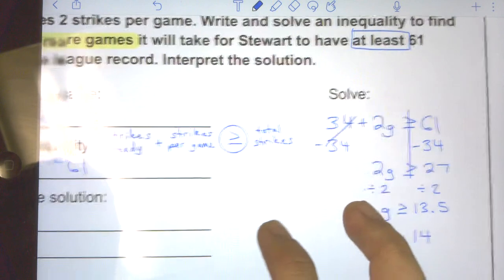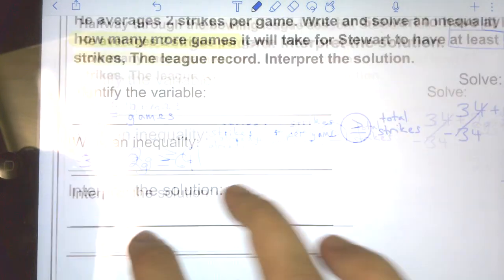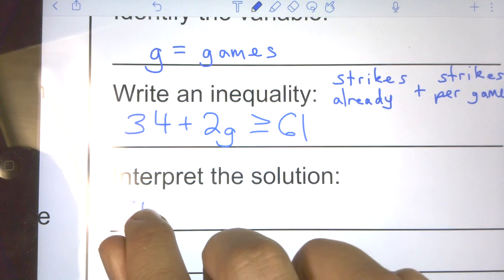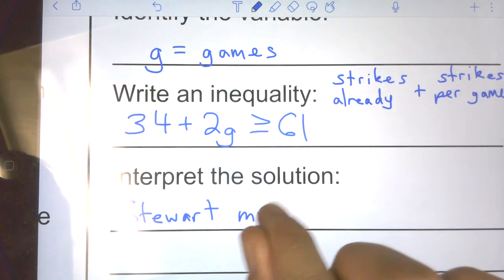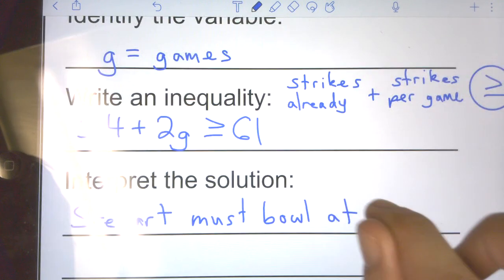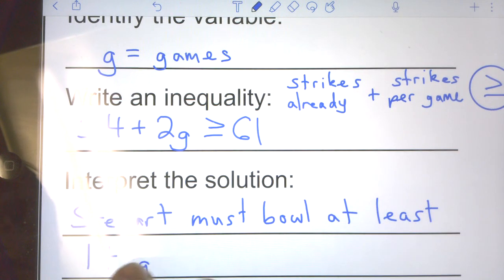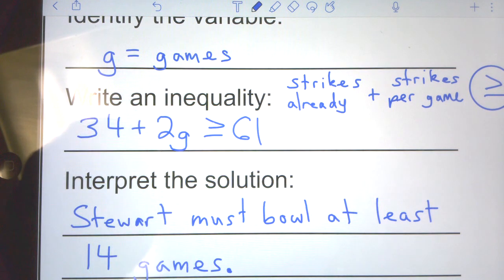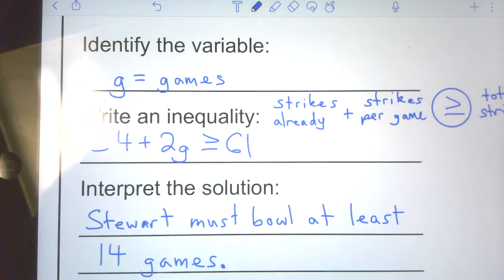And then what that interpretation means is basically Stewart must bowl at least 14 games. There's probably a glare on that. Yeah, Stewart must bowl at least 14 games. It's okay if he bowls more because he's just going to get more strikes. But it has to be at least 14 games.